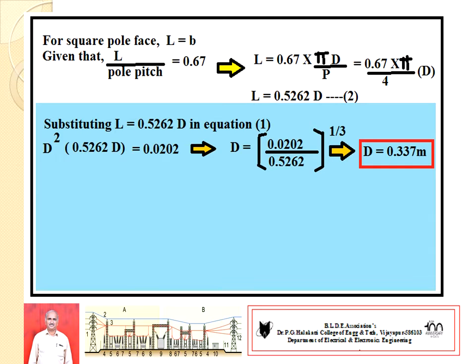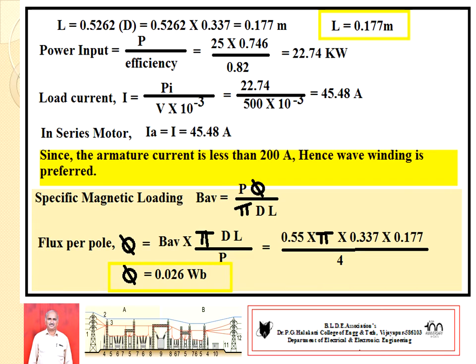Then as usual, by substituting L value in equation 1, so D cube equal to, we are going to get the expression. So finally D equal to cube root of that. So D equal to 0.337 meters. So once we found the value of D, then it is very easy to find L. L equal to 0.5262 times of D. You substitute, finally we are going to get L equal to 0.177 meter.